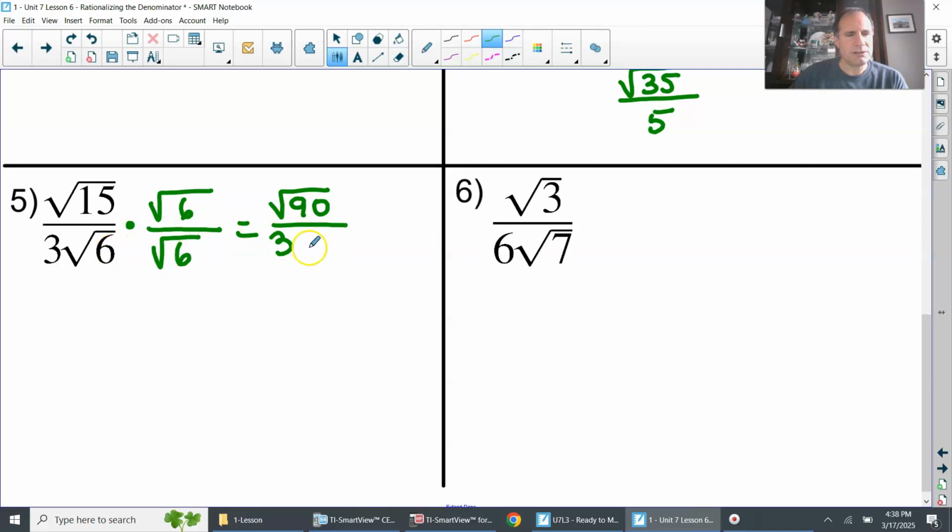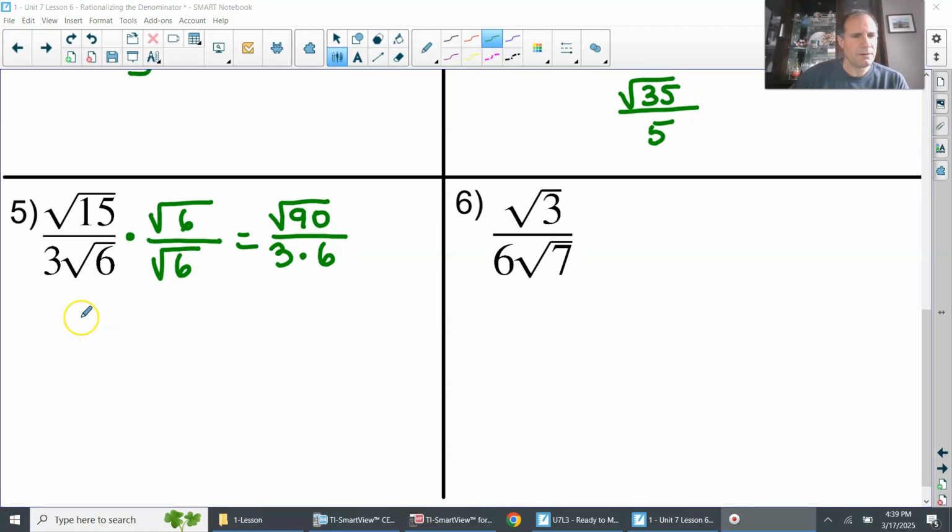6 times 6 is 36. So the square root of 6 is 6. So now the square root of 90, I'm just going to look at 90. What times what equals 90? 9 times 10. That's the largest perfect square. And then 10, there's no perfect square that goes into 10. So you know that you picked the right numbers.